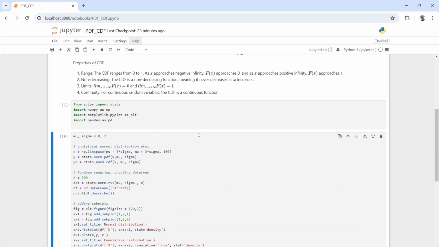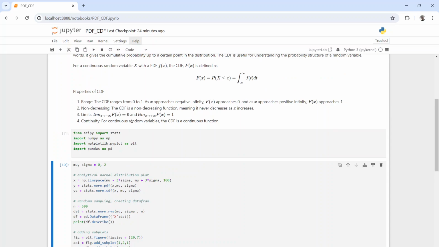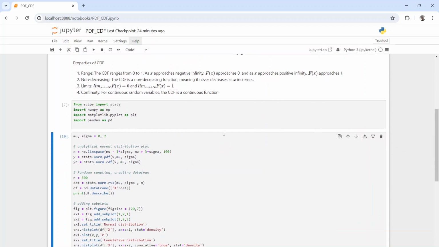The third property is that it should satisfy the following limits. That means F(x) should be equal to 0 when x tends to minus infinity and F(x) is equal to 1 when x tends to plus infinity. And the fourth one is continuity. If the function we have taken is continuous, the CDF which we obtain is also a continuous function.